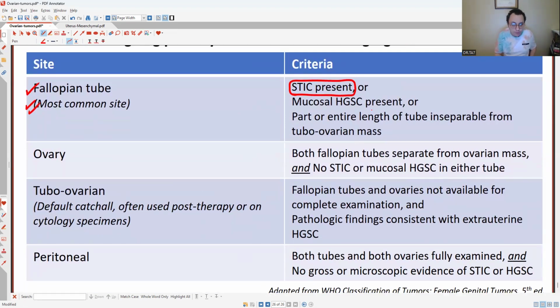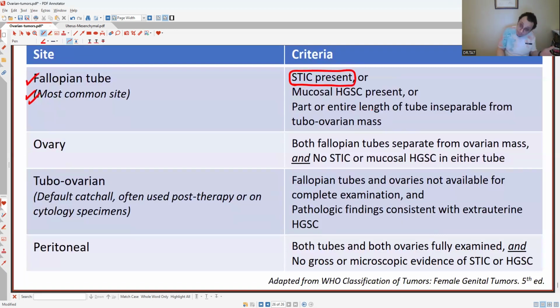However, it might be the ovary, might be tubo-ovarian, might be peritoneal, because there is a high-grade serous carcinoma of the peritoneum. But to call a high-grade serous carcinoma of the peritoneum, the ovaries and the tubes must be completely free. You must have submitted the entire tubes and the entire ovary, and you are 1000% sure that they are tumor-free, and even the uterus. So usually the most common site of high-grade serous is the fallopian tube, especially when you see STIC.